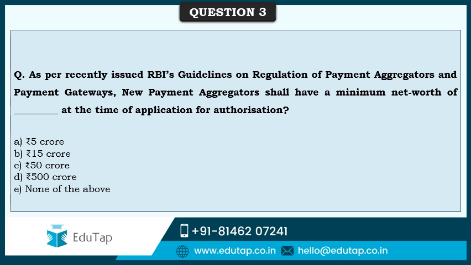Next question. As per recently issued RBI's guidelines on regulation of payment aggregators and payment gateways, new payment aggregators shall have a minimum net worth of dash at the time of application for authorization. Options are rupees 5 crore, rupees 15 crore, rupees 50 crore, rupees 500 crore, or none of the above.